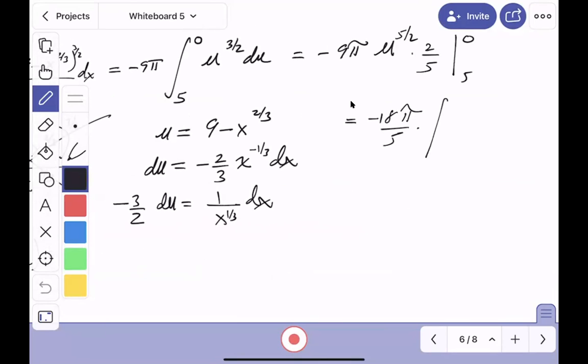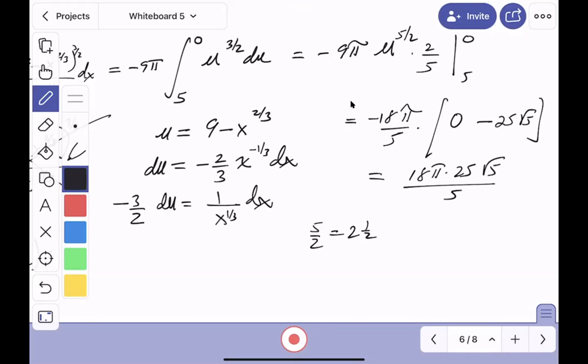Don't be alarmed yet. 0 minus, well, that's 5 to the 5/2, right? Let me emphasize that 5/2 is 2.5. So it's going to be 25 root 5. Let's do the arithmetic. What are you going to get? Negative times negative is positive, right? So 18 pi times 25 root 5 over 5.